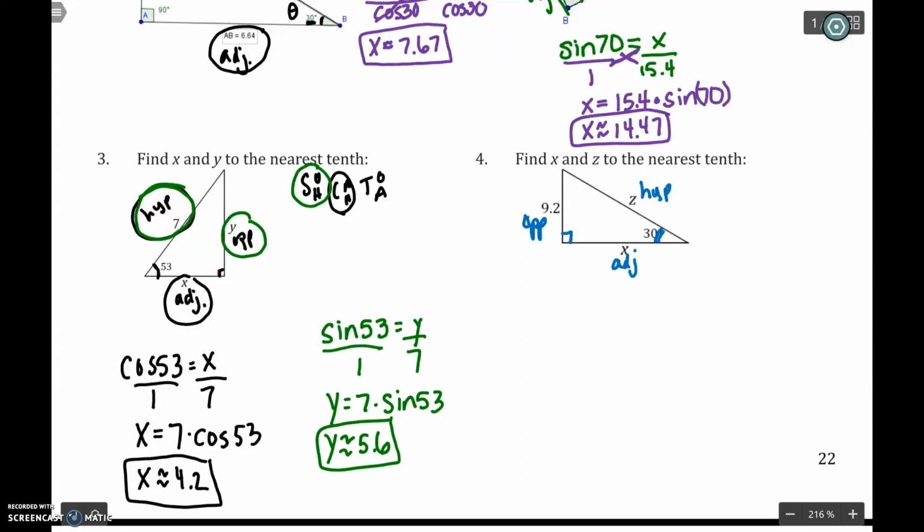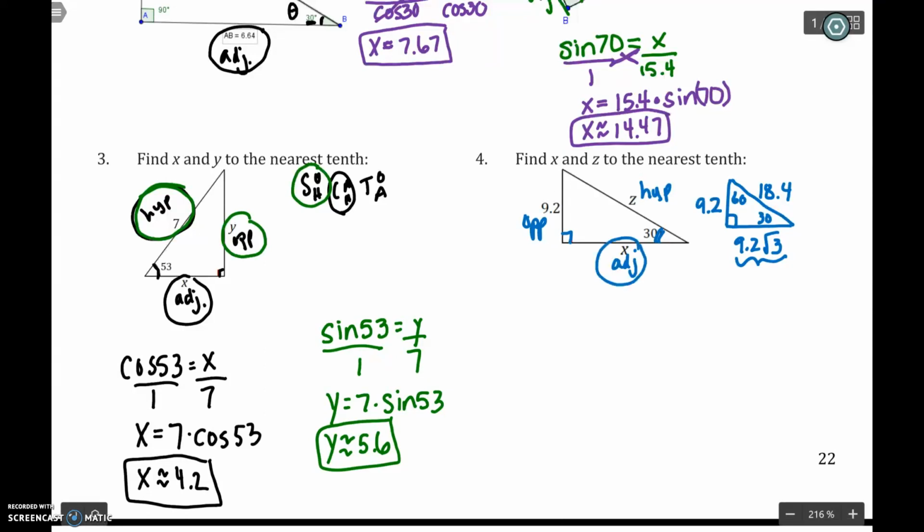Now, because this is a 30, 60, 90, you can still use your special right triangles and get your results from there, making the hypotenuse twice as big as the short side across from the 30, and then the medium side would have the radical 3 on it, and then you could put that into your calculator. But if you do your trigonometry, you'll get the same answers.